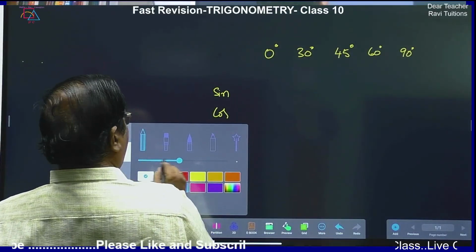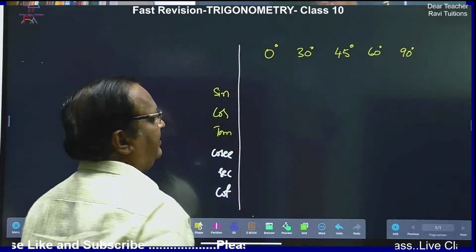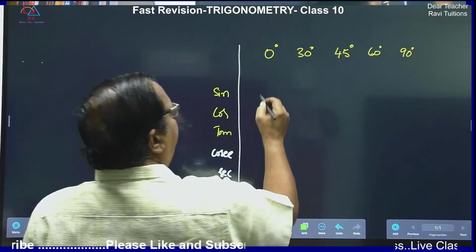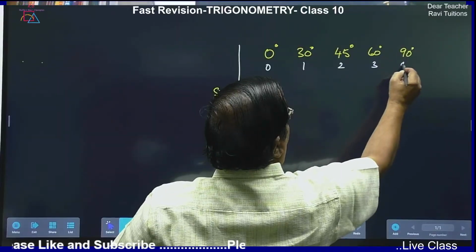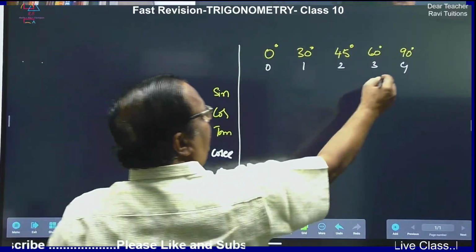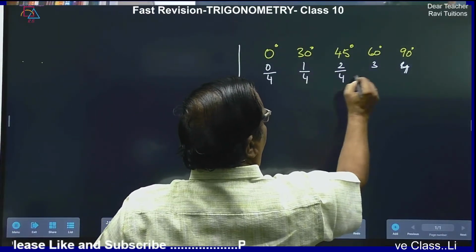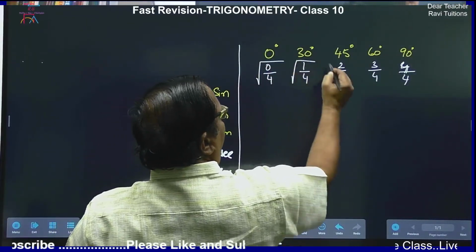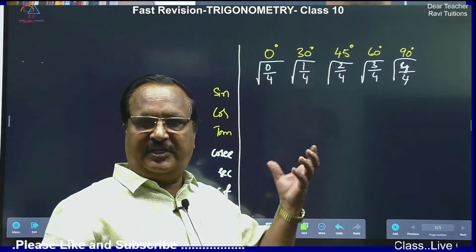So now these angles we will be finding. I'll give you an easy method to remember. You write 0, 1, 2, 3, and 4. You have to start from 0. We have got till 4, and divide by 4. Then write the square root. So this is one way of remembering the values.